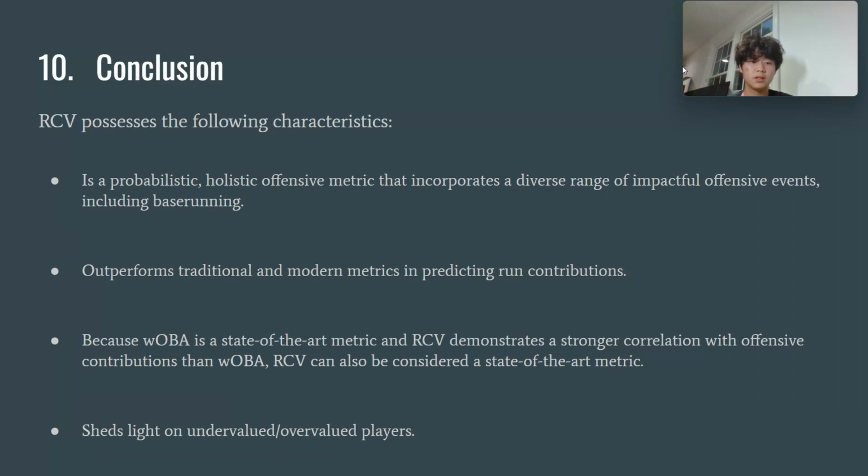To summarize, RCV is a probabilistic and holistic metric that incorporates a wide range of offensive actions, both positive and negative. It shows stronger correlations with team run scoring than other modern metrics and better identifies underrated and overrated players. Given that RCV outperforms wOBA, which is one of the most respected modern metrics, it should also be considered a state-of-the-art metric.